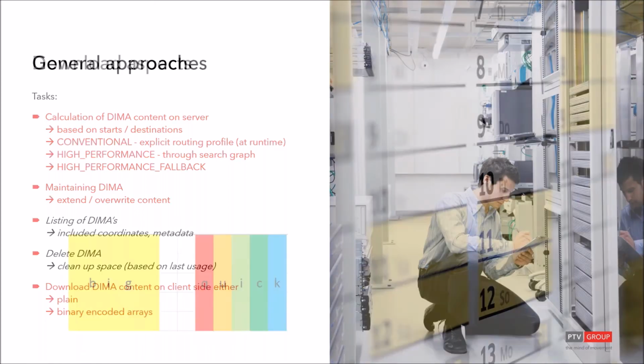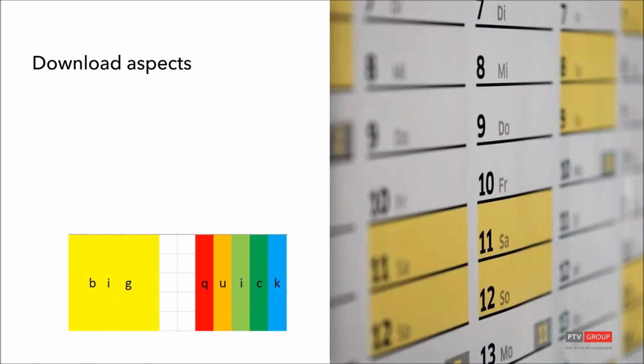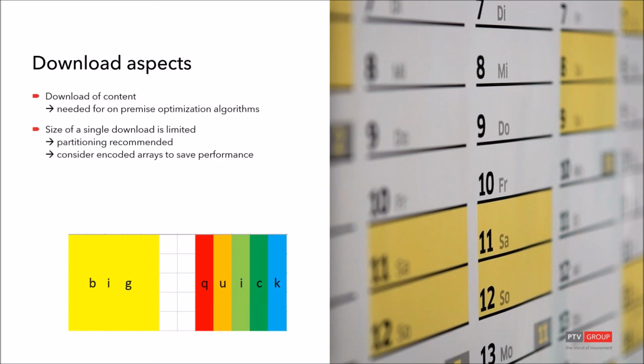That's more important. One customer said, I have produced a very big distance matrix on the service, and then I wanted to consume the content on client side. And as Max mentioned, the size of the responses for get distance matrix calls is limited. So this is why you can simply cut your 100% distance matrix into small chunks and then ask for these rectangular substructures. That's also possible. And of course, you should consider working with the encoded arrays instead of the plain distance matrix KPIs itself.